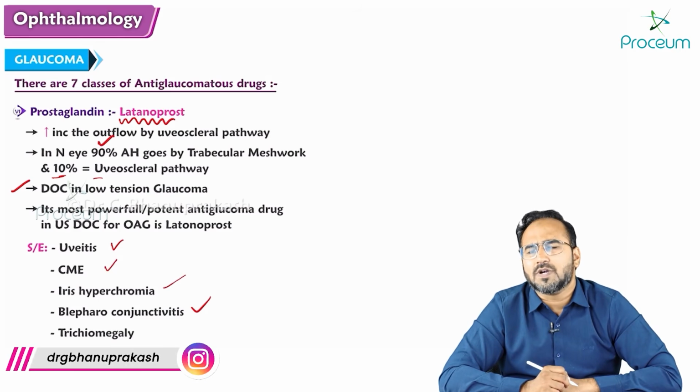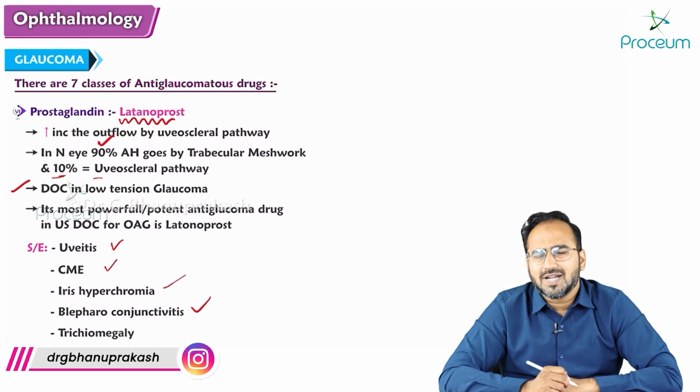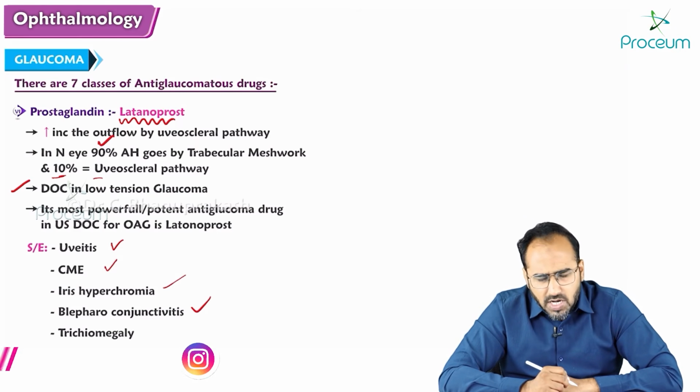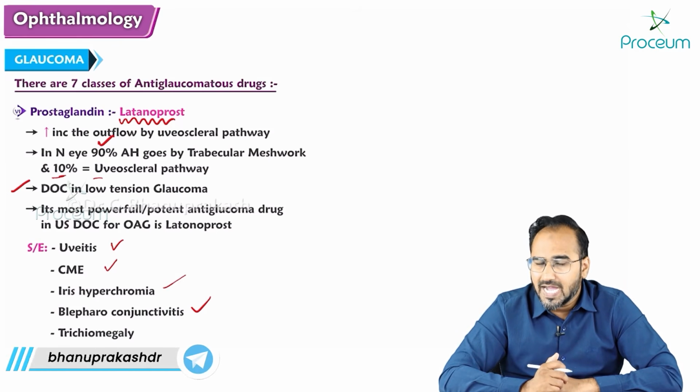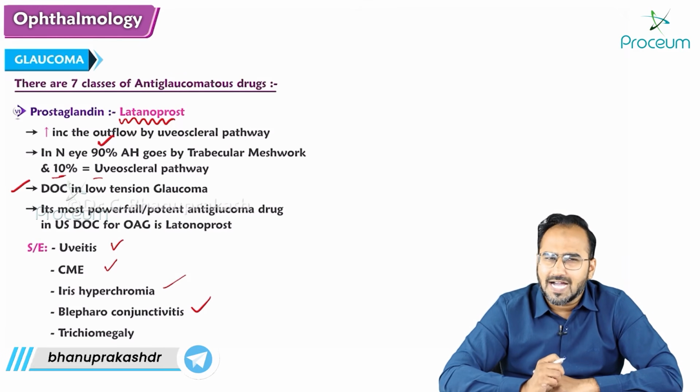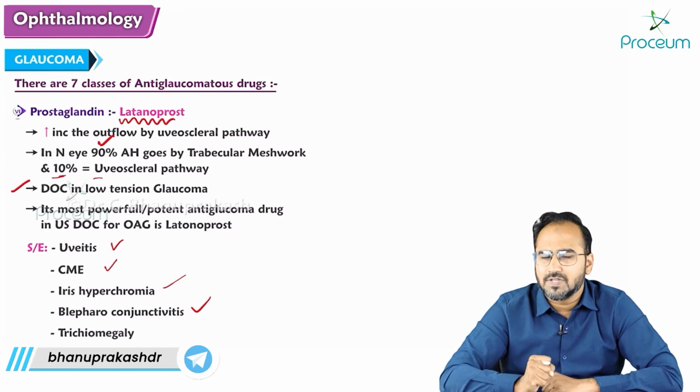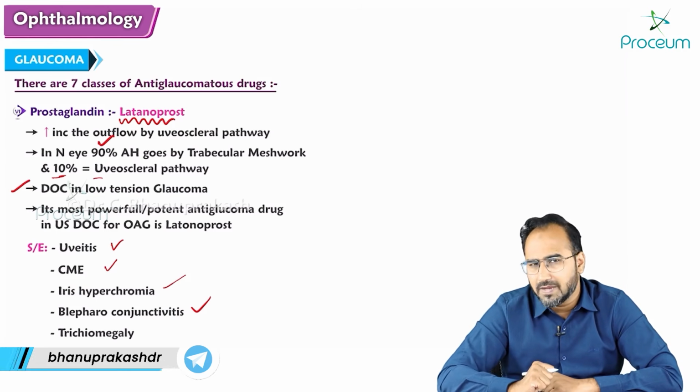Cystoid macular edema is what, guys? What is cystoid macular edema? Edema of the macula occurring in a cyst-like fashion is called cystoid macular edema. What is iris hyperchromia? Whenever you give latanoprost to the patient, the iris color, whichever the color is, it becomes hyperpigmented.